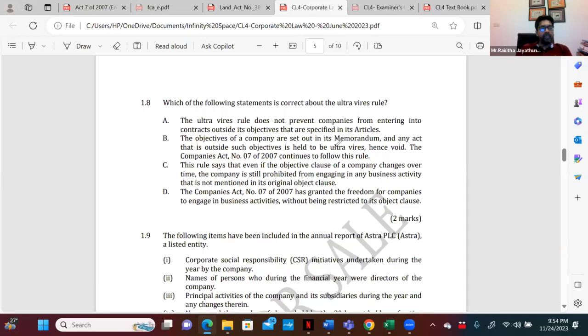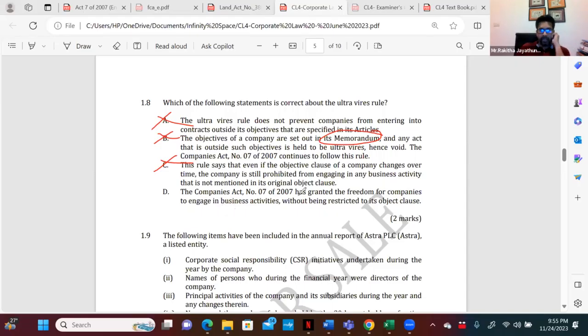So you will see, and anyway, there's nothing called Memorandum of Association under the new Companies Act, number 7 of 2007. There's nothing called memorandum. We have only the articles of association. Therefore, it is wrong. This is also wrong. This rule says that even if the objective clause of a company changes over time, the company is still prohibited from engaging in any business activities that are not mentioned in the original object clause. No, completely wrong, because the current Companies Act is very flexible. Though you do something beyond the objects of the company, still they are valid. So it has to be D, but anyway, we'll read it and see.